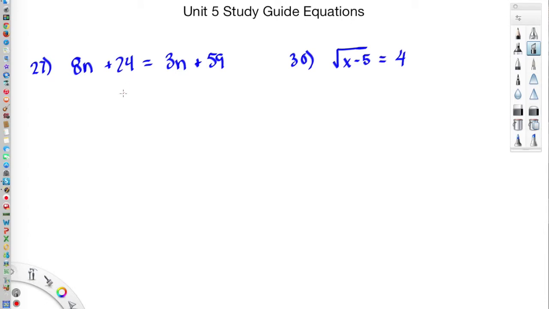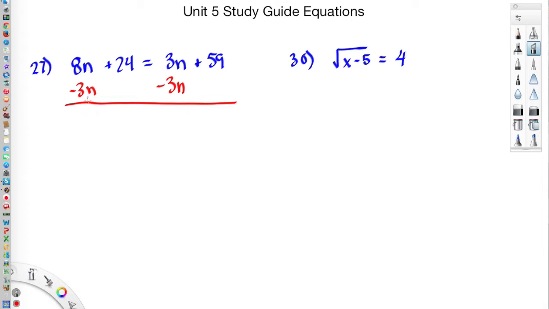Let's take a look at two more problems. These are multi-step problems. I got 8n plus 24 is equal to 3n plus 59. Okay, the first thing I want to do is I want to get my variables on the same side. And I've got 8n over here and 3n over here. I want to attack the little guy. So I'm going to get rid of 3n. And what I do to one side, I need to do to the other. This allows me to have a positive variable.